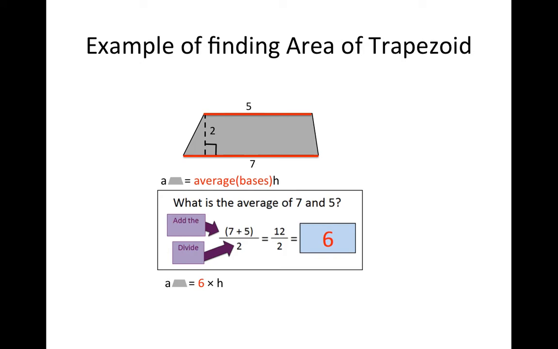My height, I have to find the line that is perpendicular to the base. And this line right here is perpendicular to the base, and I know that because of the right angle symbol that's right there. So 2, this line right here, which I'll put in blue, is my height. So I can substitute in 2 for my height, and I get 6 times 2 is 12. So the area of this trapezoid is 12.